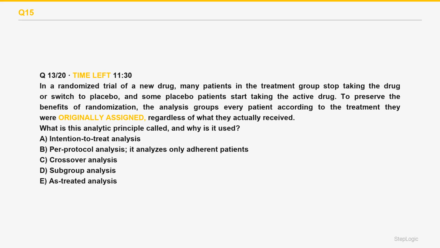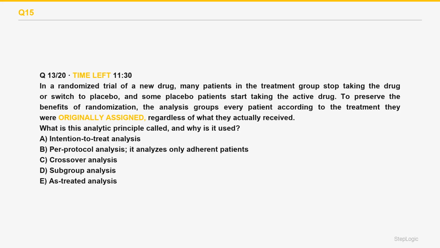What is this analytic principle called, and why is it used? In a randomized trial of a new drug, many patients in the treatment group stop taking the drug or switch to placebo, and some placebo patients start taking the active drug. To preserve the benefits of randomization, the analysis groups every patient according to the treatment they were originally assigned, regardless of what they actually received.